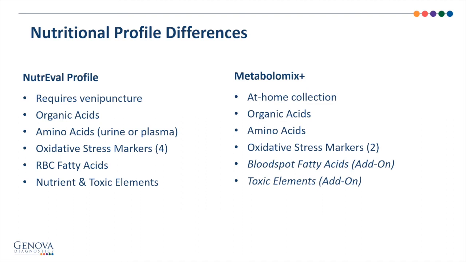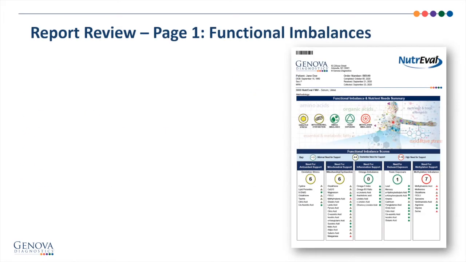The NutrEval profile does require a venipuncture, whereas Metabolomics Plus is an at-home collection. Both of these profiles include organic acids, amino acids, and oxidative stress markers. The NutrEval profile includes a red blood cell fatty acid assessment and nutrient and toxic elements as compared to the Metabolomics, where the blood spot fatty acids and toxic elements are an add-on.